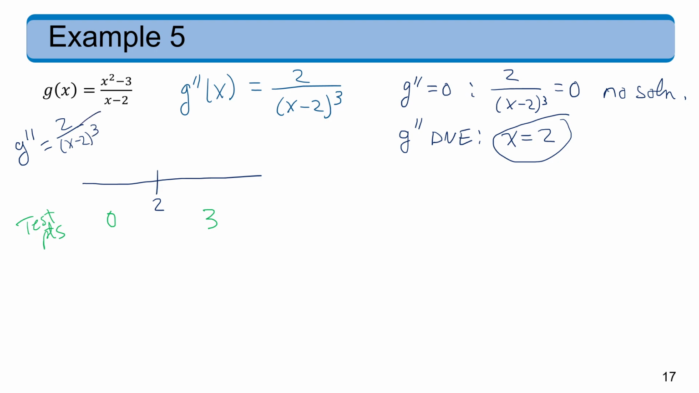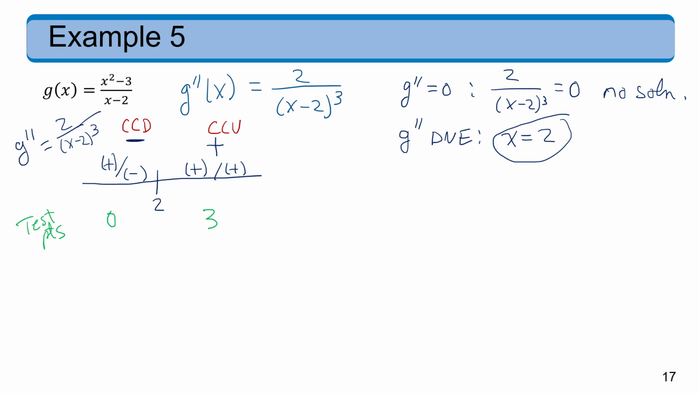So when I plug in 0, the numerator is always 2, so the numerator is always positive. The denominator will be negative 2 cubed, which is still negative. So overall, we're going to get a negative number there. And when I plug in 3, the numerator is positive. The denominator is 1 cubed, which is positive. So we get a positive result there. So in terms of concavity, the minus means concave down, the plus means concave up.